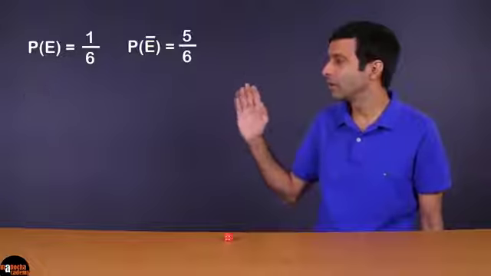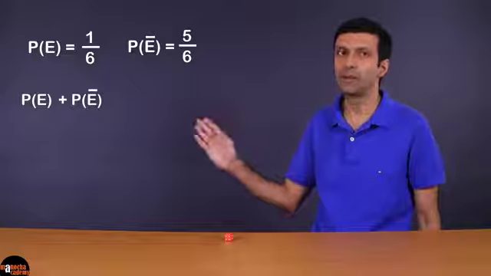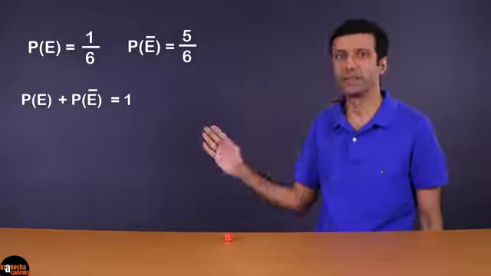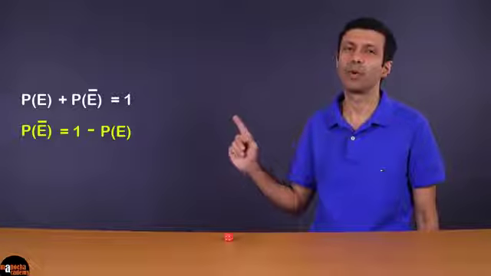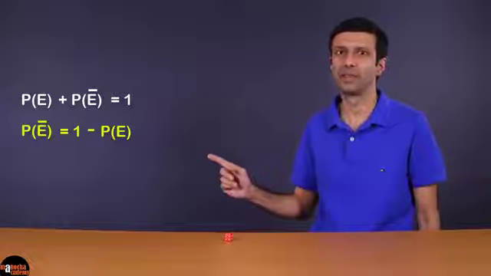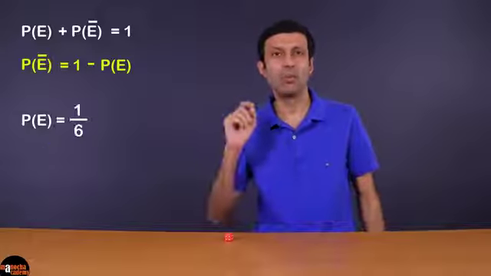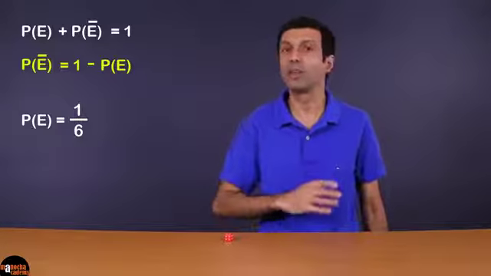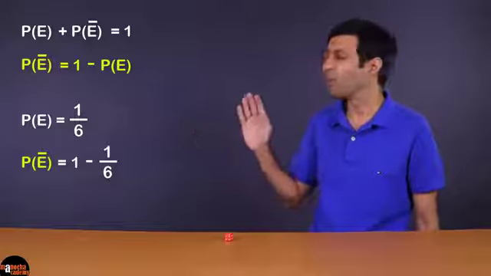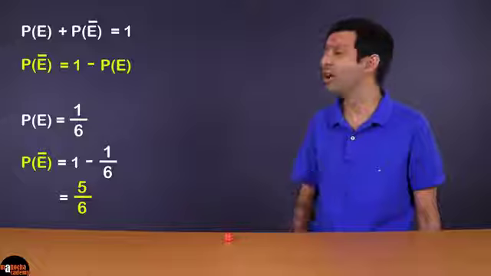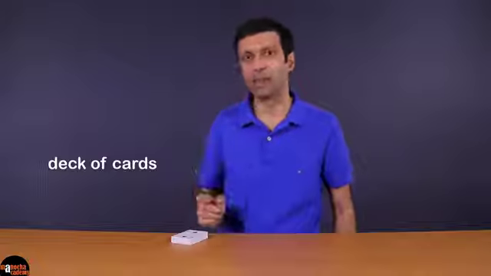Now if you look here, probability of event E plus probability of E bar equals 1. So probability of E bar is going to be 1 minus probability of E. So let's say if the probability of some event equals 1 by 6, the probability of the event not happening is going to be 1 minus 1 by 6, which is equal to 5 by 6.